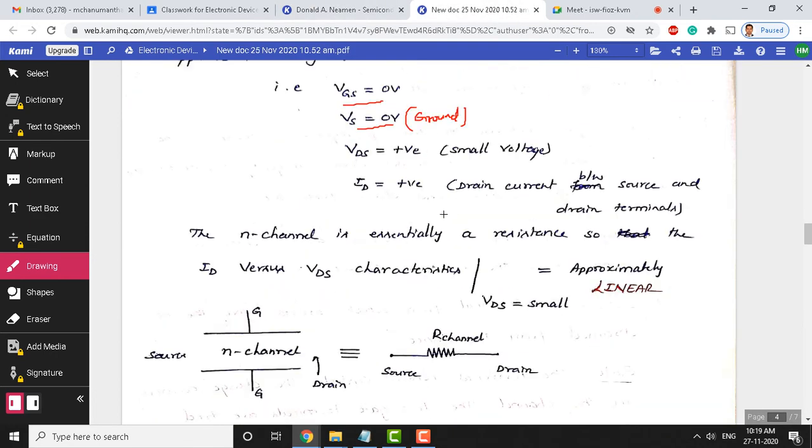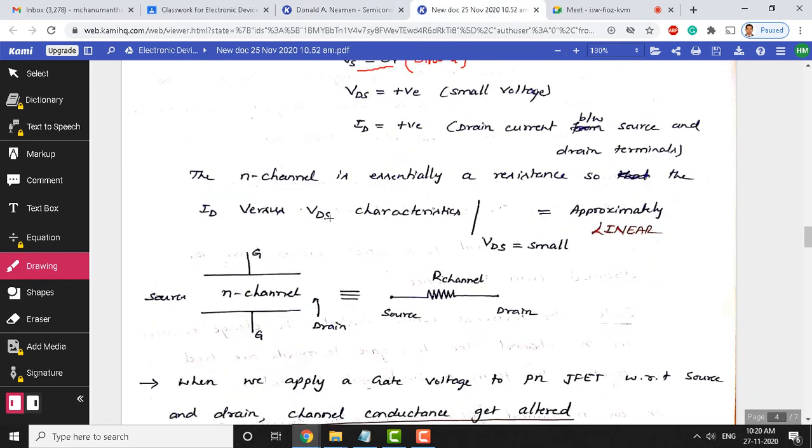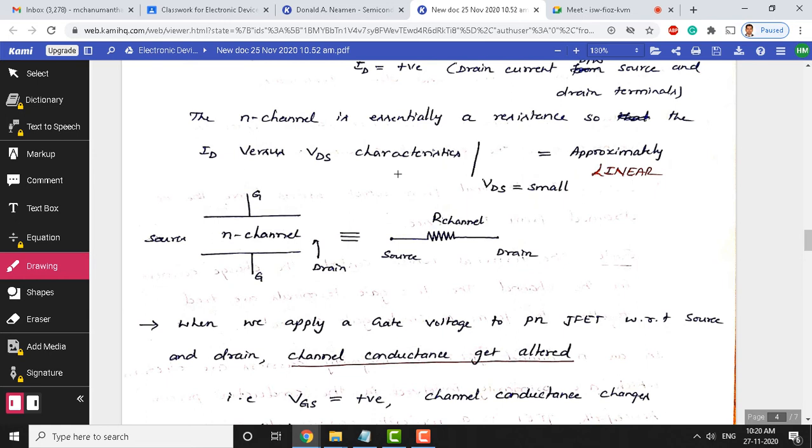You can see that the N channel is essentially a resistance. This is what I am telling. Whether N channel or P channel, it does not matter, both are resistances only. So the ID versus VDS characteristic for a small drain source voltage is basically a resistance here. Approximately the ID versus VDS curve is going to be a linear curve here. You are seeing this linearity in the ID versus VDS curve. This linearity it exhibits for small values of VDS.